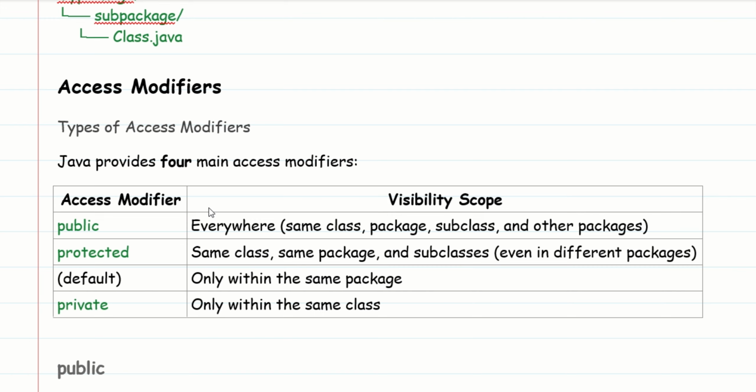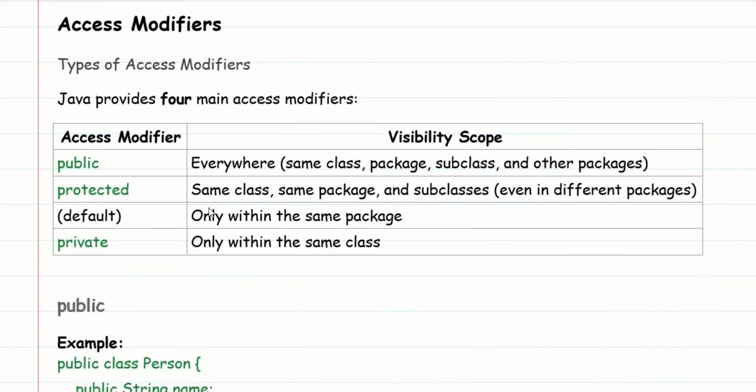We have seen packages now, and there is another concept called access modifiers. In Java, access modifiers are keywords used to set the visibility or accessibility of classes, constructors, methods, and variables. They help to enforce encapsulation, which we have already seen, including why we need encapsulation. To achieve encapsulation, access modifiers play a main role here. Here you can see we have four modifiers: public, protected, default, and private.